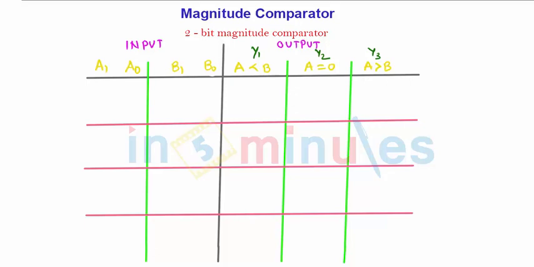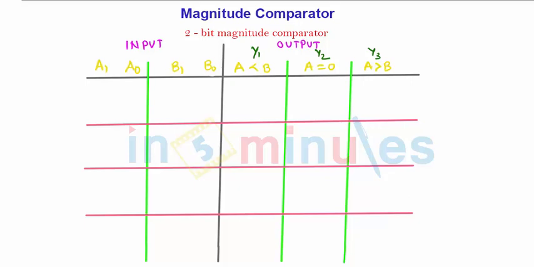Now if you move on to the 2-bit magnitude comparator, there will be a 2-bit input A and a 2-bit input B. So this will be A0 A1 and B0 B1. These are the 2 bits for A and B respectively. So how are you going to compare the magnitude of A with B?